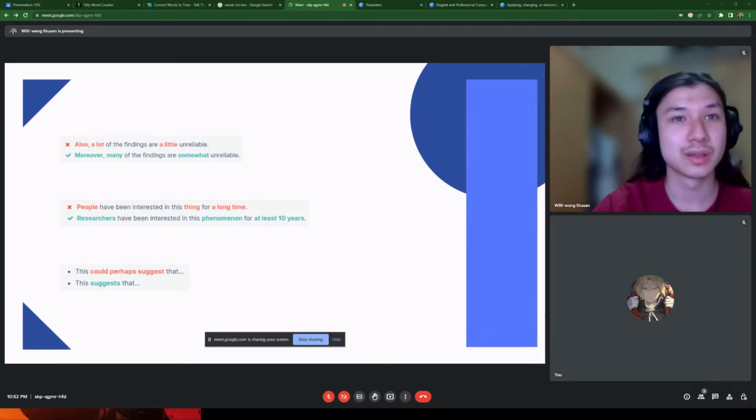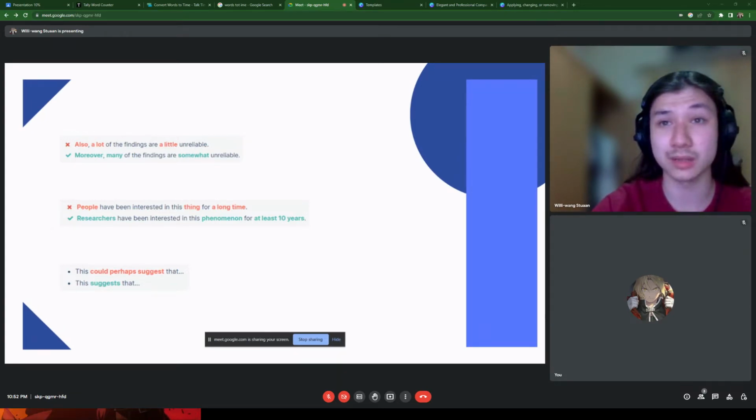Also, one should avoid using words such as perhaps. They make the writing seem like it lacks confidence and argument. One should reflect on the word choice to ensure it conveys the meaning correctly. An example would be the starting sentence here. This could perhaps suggest that. You see, it uses the word perhaps and suggests. Could perhaps suggest. Suggest is okay. So a better way to write this would be, this suggests that.